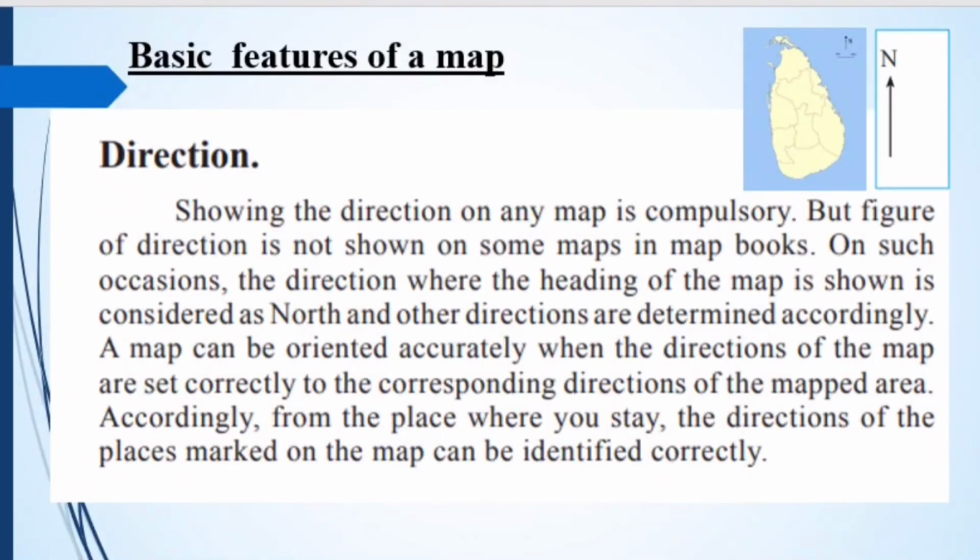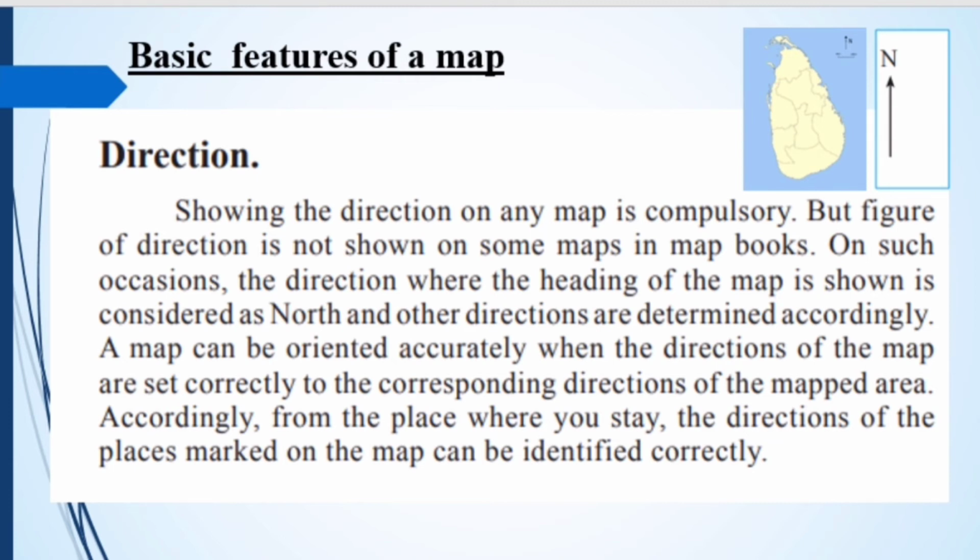Basic features of a map. First we are going to discuss direction. Showing the direction on any map is compulsory, but the figure of direction is not shown on some maps in map books. On such occasions, the direction where the heading of the map is shown is considered as north and other directions are determined accordingly. A map can be oriented accurately when the directions of the map are set correctly to the corresponding directions of the map area.